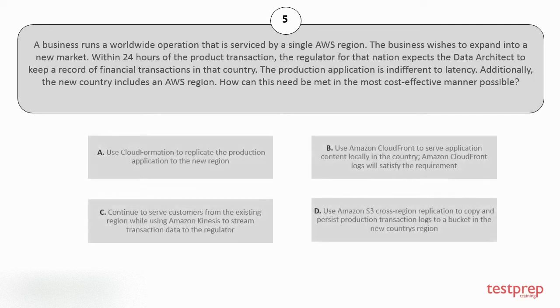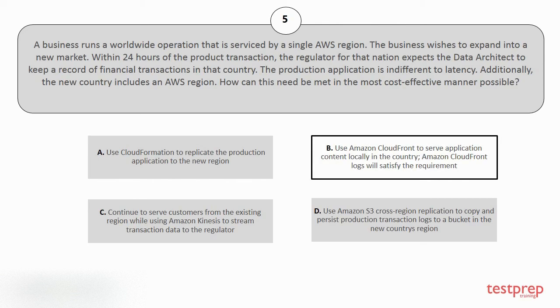Your options are A. Use CloudFormation to replicate the production application to the new region. B. Use Amazon CloudFront to serve application content locally in the country. Amazon CloudFront logs will satisfy the requirement. C. Continue to serve customers from the existing region, while using Amazon Kinesis to stream transaction data to the regulator. D. Use Amazon S3 cross-region replication to copy and persist production transaction logs to a bucket in the new country's region. The correct answer is option B.